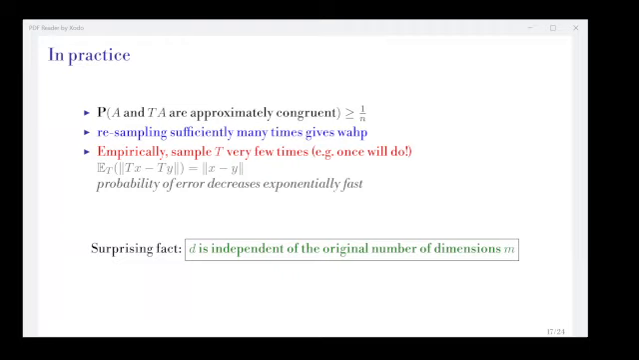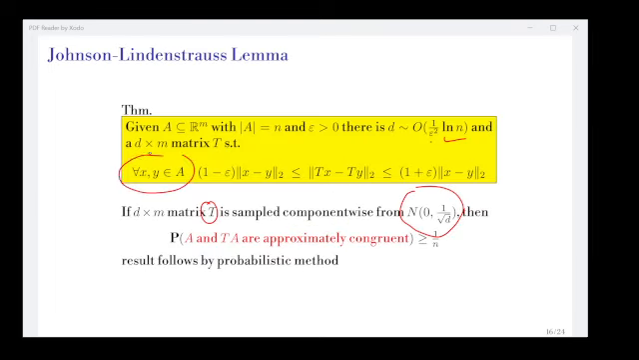Not very many times, in fact. Empirically, you can sample T very few times indeed. For example, I just sampled it once, because there's a result that says the average of the distances between projected vectors is going to be the same as the average of the distances between the original vectors. So the probability of error decreases exponentially fast by the Johnson-Lindenstrauss Lemma. Even if not all of these pairs will yield the almost congruence up to epsilon that you see here, in fact very few pairs will deviate from that.